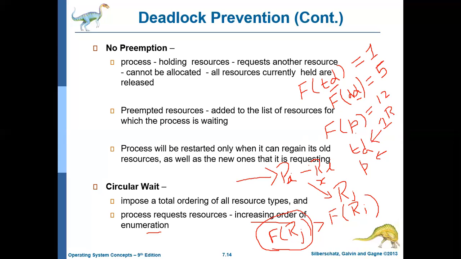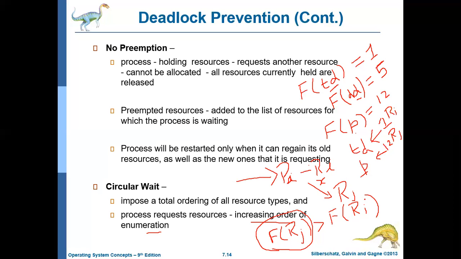And what is f of p? F of p is 12. So this 12 is nothing but rj. So initially when it requests the tape drive, it will be allocated, ri is allocated. But next time when it requests the printer, it will check f of rj, which is 12. Is it greater than f of ri? Yes, it is greater, so it will be allocated.